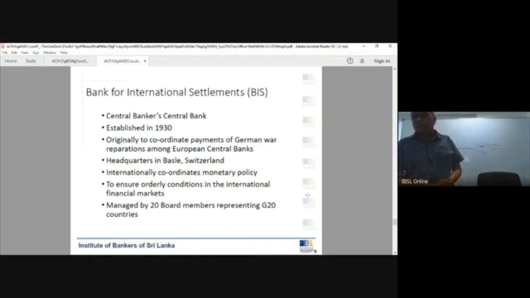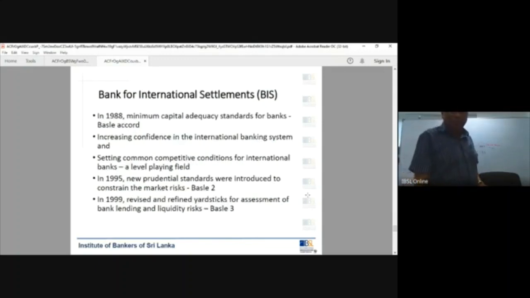It is managed by 20 board members representing the G20 countries. G20 countries can have powerful countries. Right? In 1988, the Basel Accord set the minimum capital adequacy standard for banks.